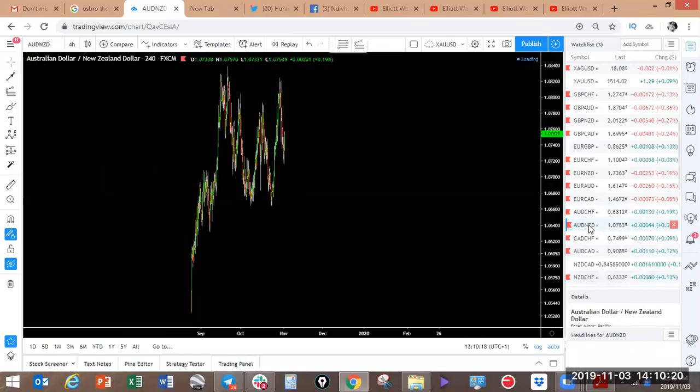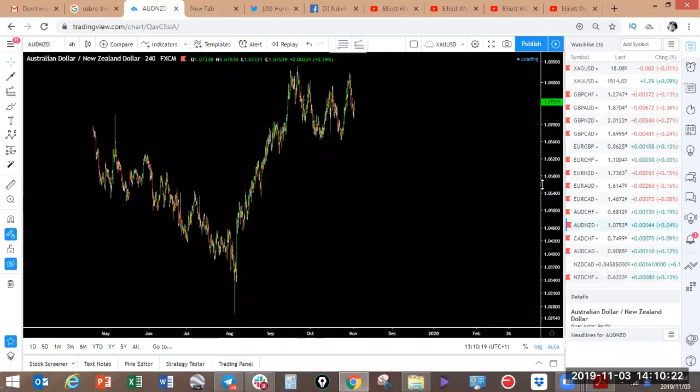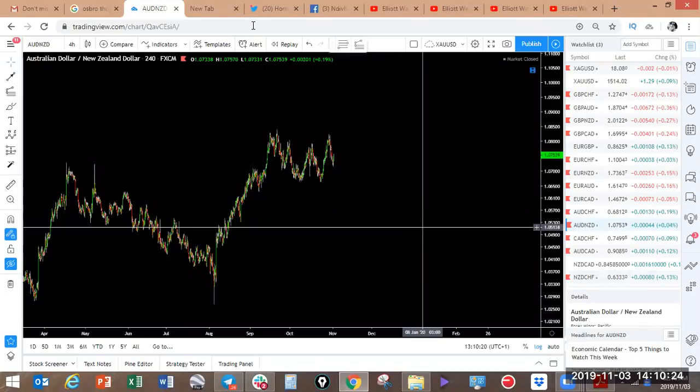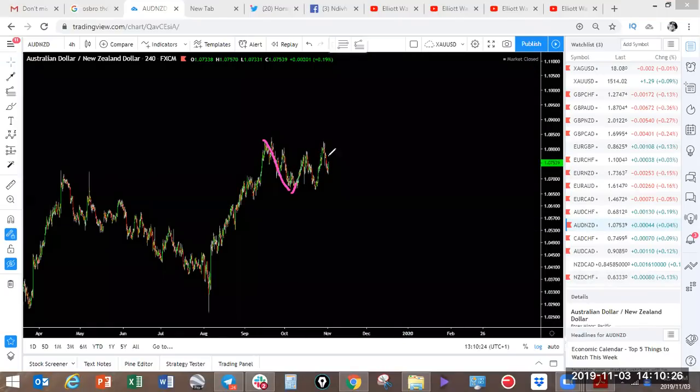Aussie New Zealand. You've got 3 waves down. You've got 3 waves up. Now you're coming down with this one. You should be coming down here. Easy, simple, regular flat at this level that can continue higher after that.